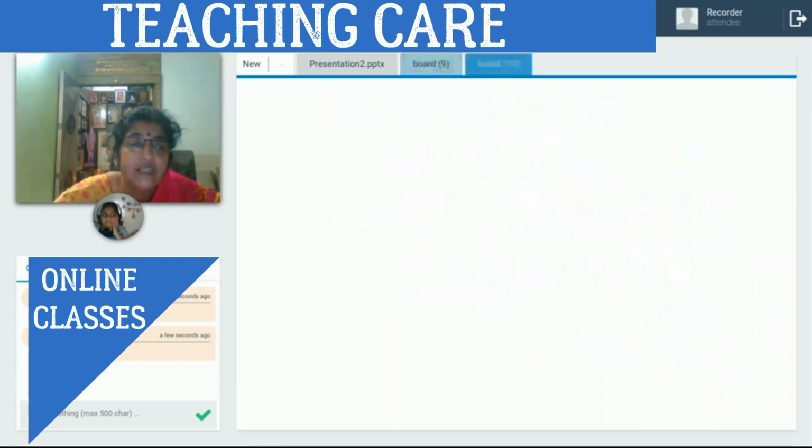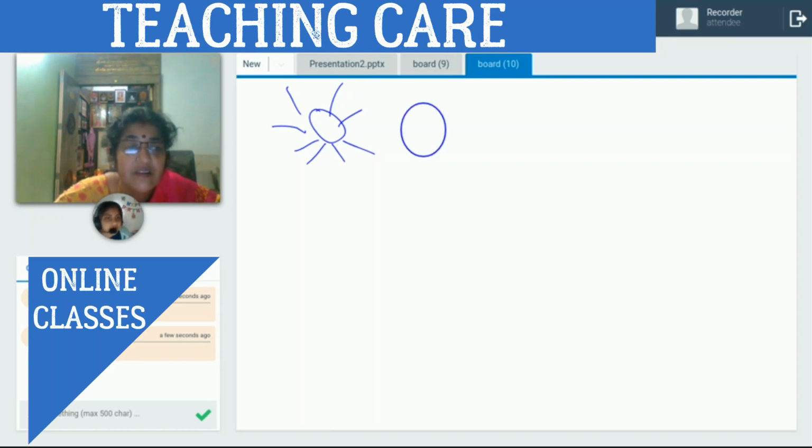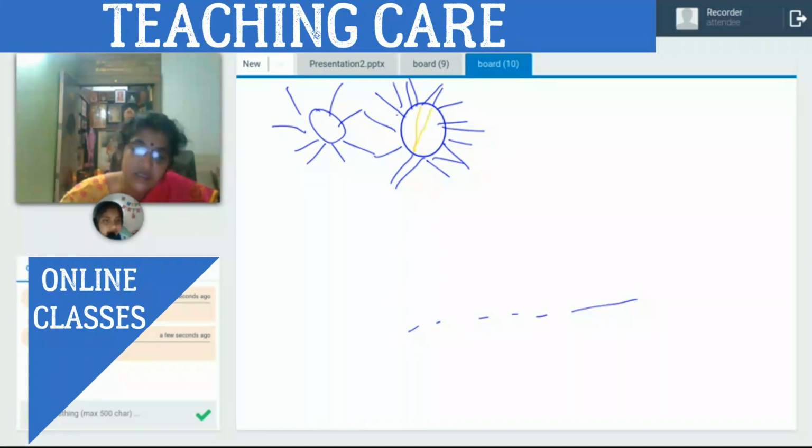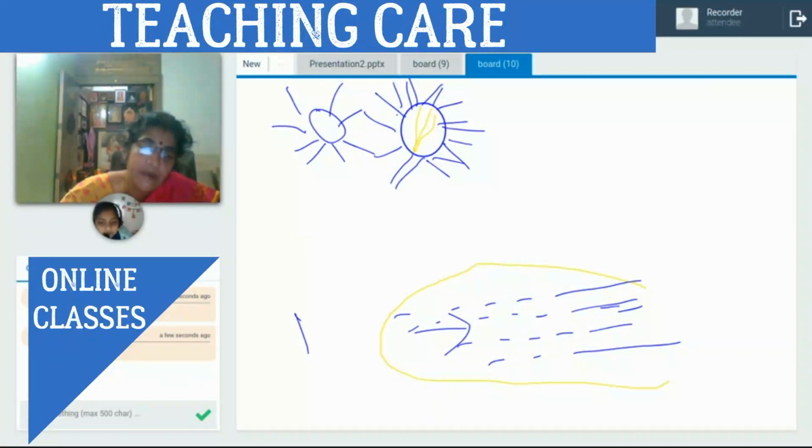So I will draw this picture one more time. Here the sun is there, right? What color can be given for the sun? Red or yellow can be given. Yellow color. Okay, good. So here, what is this? Puddle. So what is there in the puddle? Water is there.